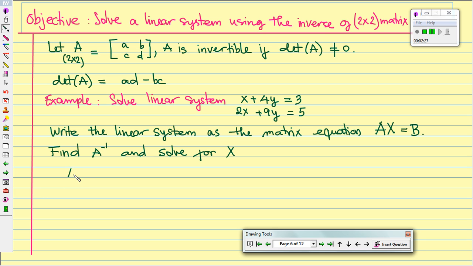So let's start with A times X equals B. I'm writing the matrix A to make up all of the coefficients of x and y. So it will be 1, 4, 2, 9. X will be made up of the variables x and y. So this is A times X equals B. B will be the constants, so it will be 3, 5.